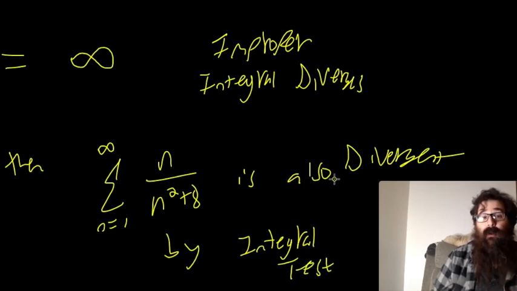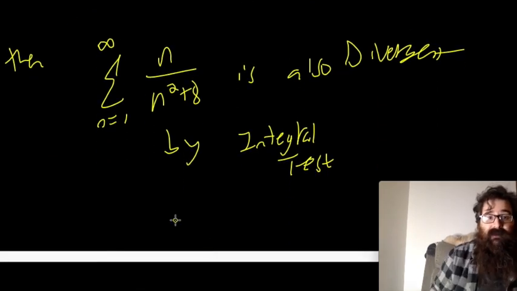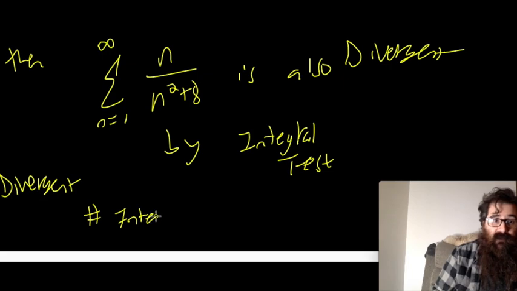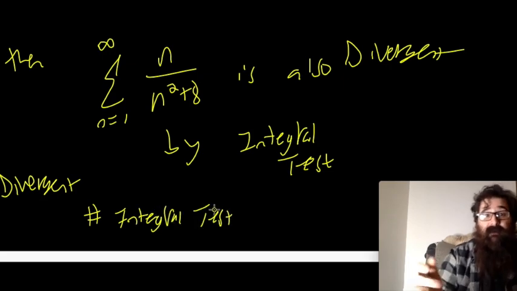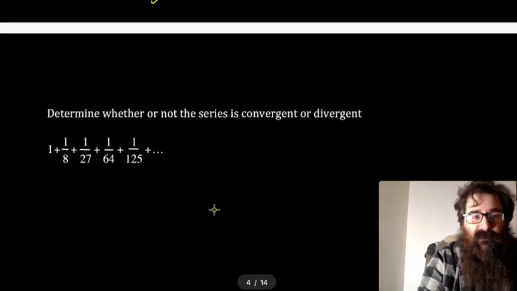We always want to give a shout out to the test that we're using. If you don't want to say, you know, "by integral test," you could always use a hashtag. We could say hashtag divergent, hashtag integral test. We want to give a shout out to the test we're using. Definitely. But so that's our first example of integral test.